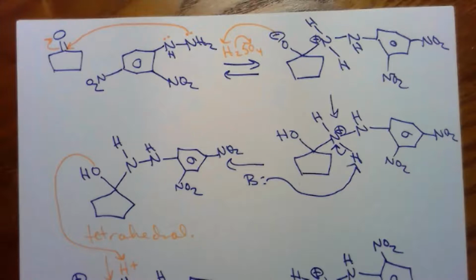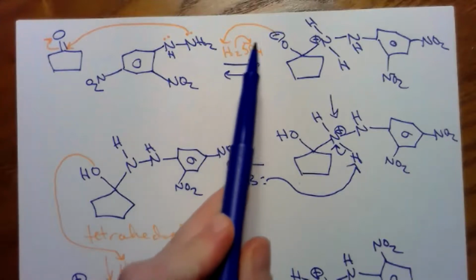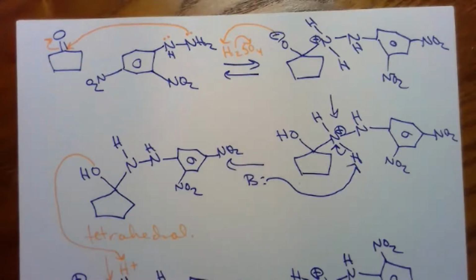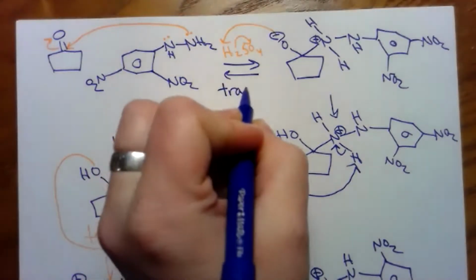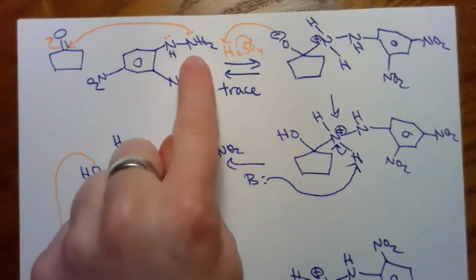So why do we not protonate if this thing is run in acid? The truth is, this acid has to be a very small concentration. A lot of times it will say a trace of acid. Why is it so important that a trace of acid be used? Because we're reacting an aldehyde or ketone with an amine.